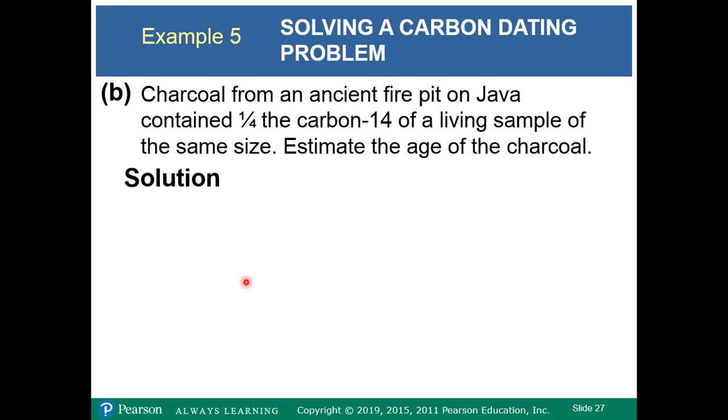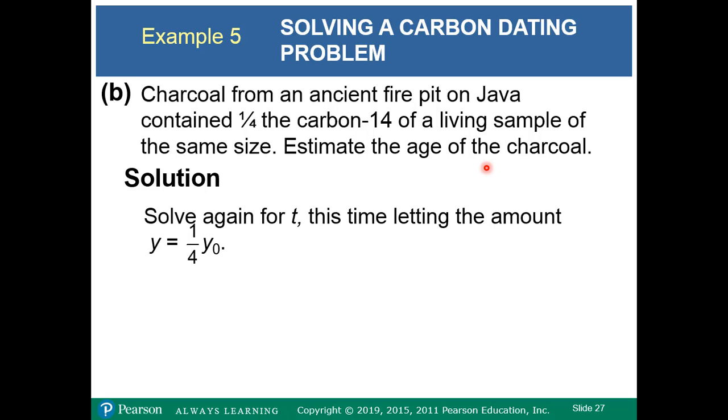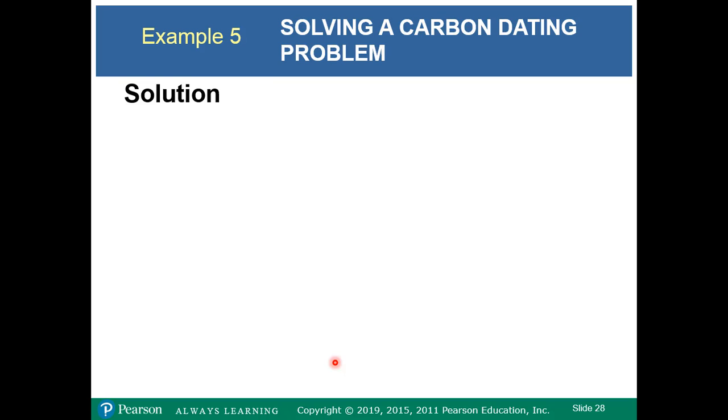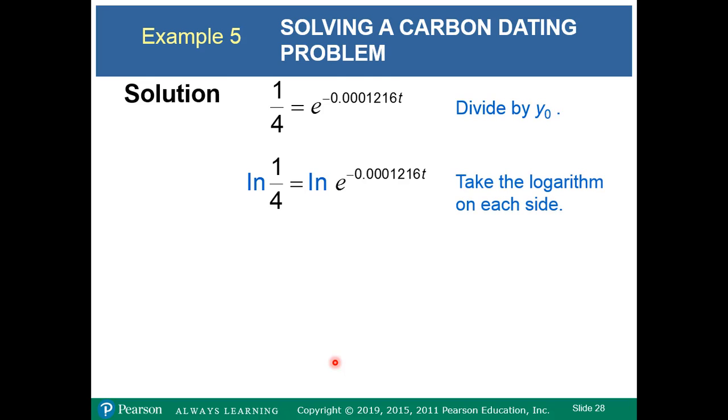Okay, what about this one? Charcoal, which is carbon, from an ancient fire pit on Java, contained 1/4 of the carbon-14 of a living sample of the same size. Estimate the age of the charcoal. Okay, well here we know that the amount of carbon was 1/4 of the initial amount. So we're going to plug in 1/4 y0 here and solve.